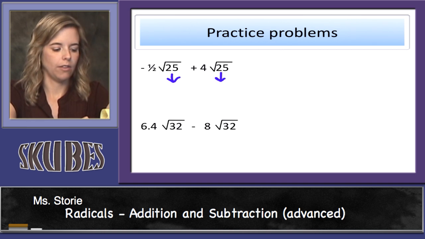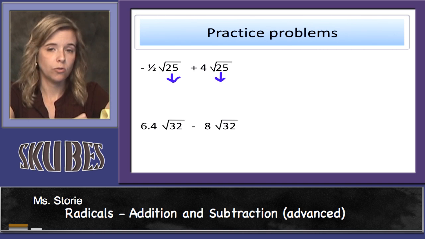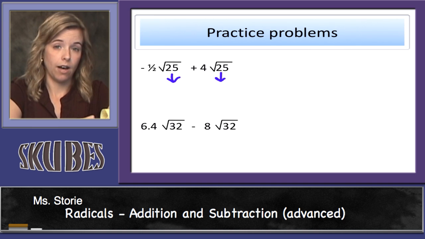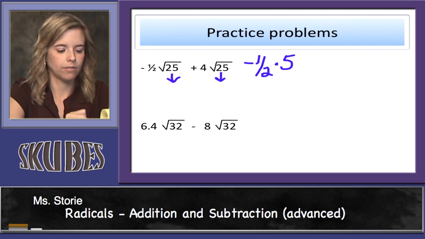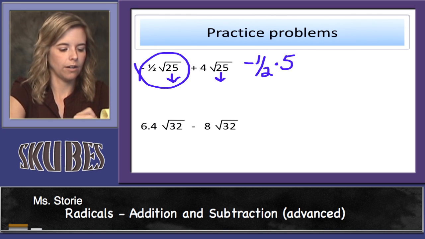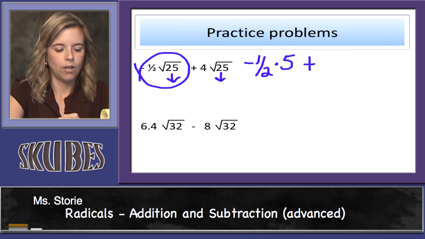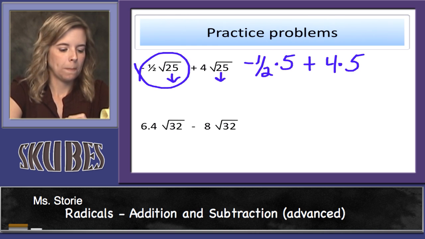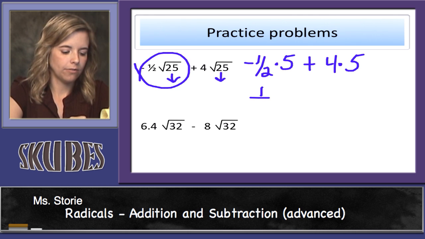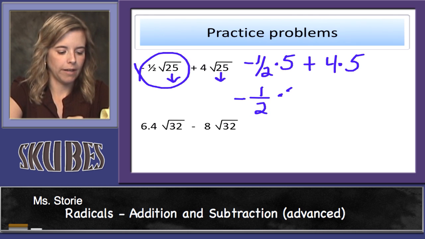25 and 25, are they the exact same? Yeah, and they're also special too, because isn't 25 a perfect square? Wouldn't the answer be 5 if we pull them out of the radical sign? So you really have negative 1/2 times 5. That's this part right here. And then you're going to add 4 times the radical 25, which is 5.